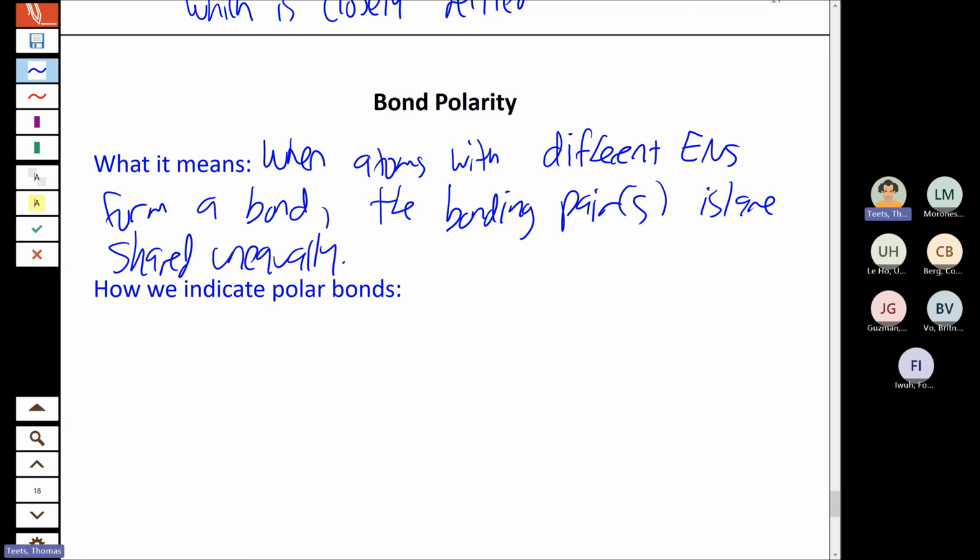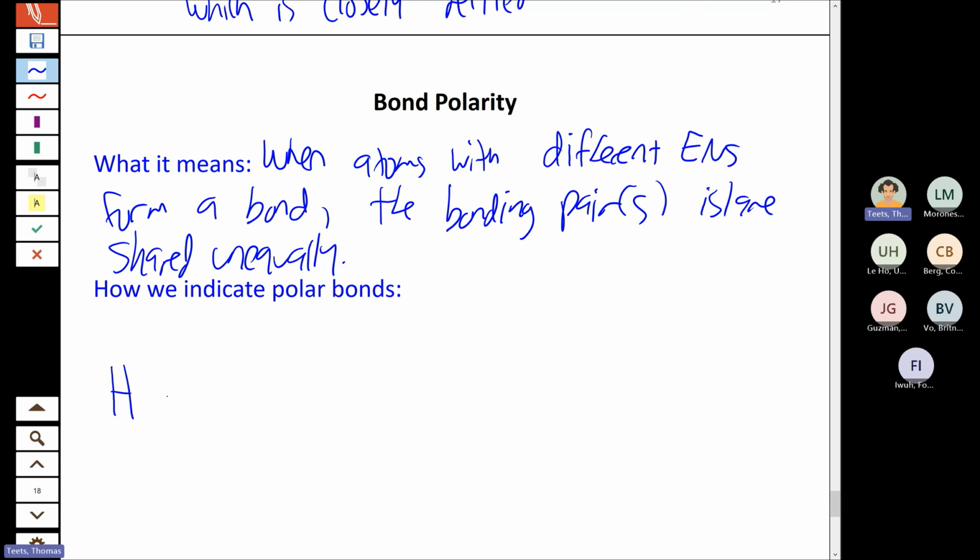All right, and again, that's what electronegativity determines. If there are two different electronegativity values, then they're not going to share the electrons equally. And the one that has the higher electronegativity is the one that's going to pull the electrons closer to it, have more electron density around it. So how we indicate this is in two different ways.